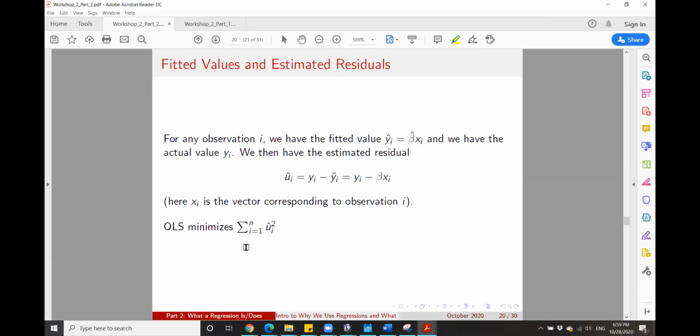Anyway, so that's part of why it's called ordinary least squares. You're taking the line that makes this squared value the smallest.